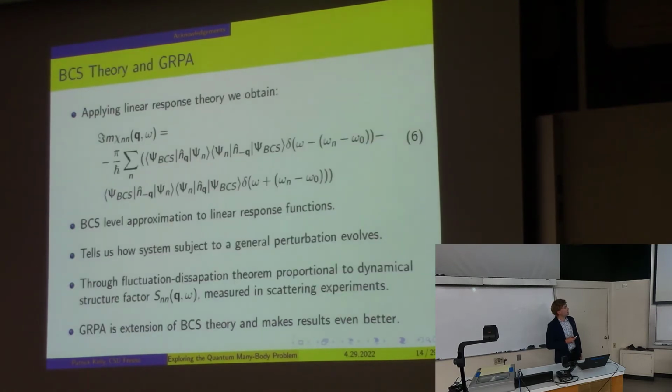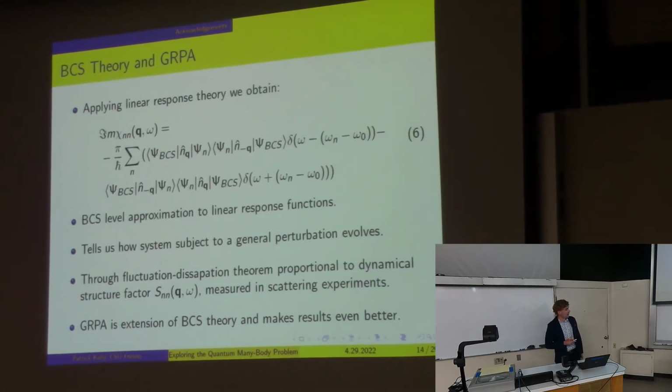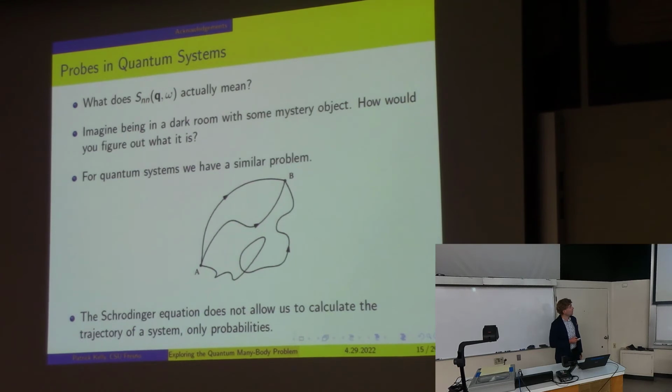And then you can do GRPA, which I'm not going to talk about too much, but it's basically an extension of BCS theory, and you can get even better results from it. You basically form linear combinations of all your observables and then use those as a new perturbation. But this is the most important stuff. So I will talk a little bit about what S(q, omega), S_NN(q, omega), actually means.